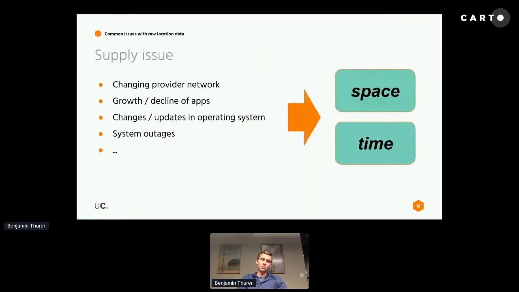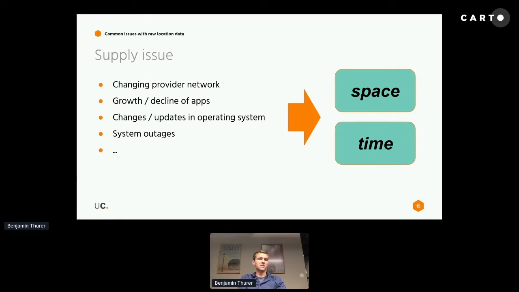There are many more issues and many more reasons why this actually happens. But what is very important to say is that this is not only behavioral, it also has technical causes. For instance, if the provider network changes, so you onboard a new provider, so you have more data, that of course affects your data. Or you have a growth in apps. So the more apps are out there, the more likely it is that there's more data, right? But also changes in the operating system or system outages affect those things a lot.